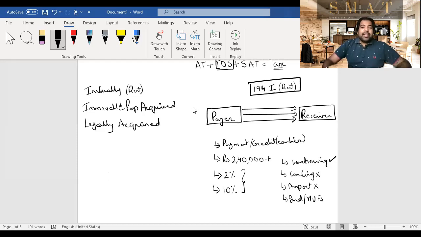So let's summarize 194I. I is initially, you rent it out. You're renting the three things out, but rates differ, guys. 2% and 10%. 2% for plant and machinery because of low margins, and 10% for land and building and furniture because of high margins. The threshold limit is 2,40,000 per category as well as per person. Warehousing is rent, cooling is not rent, airport is not rent.